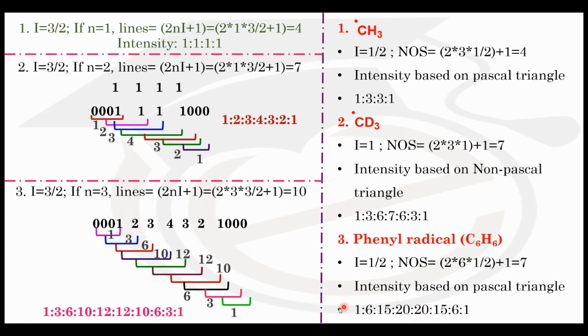The intensity is based on Pascal triangle, and the value is 1 is to 6 is to 15 is to 20 is to 20 is to 15 is to 6 is to 1. So when the number of signals is 7, if it is non-Pascal triangle, the ratio will be 1 is to 3 is to 6 is to 7 is to 6 is to 3 is to 1, and when it is based on Pascal triangle, the ratio will be this. Okay.